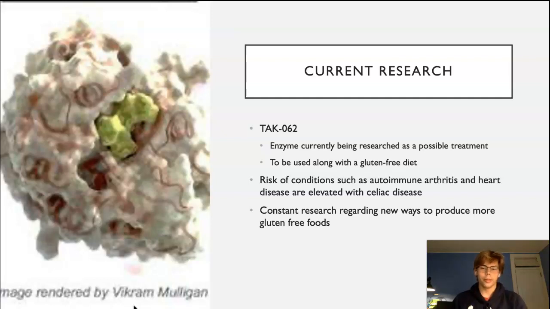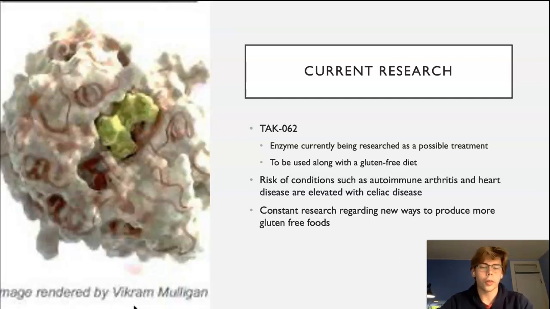we'll come back to it. The heart disease also, I believe the statistics said there were 9 out of 1,000 people with celiac developing heart disease, and for people without celiac, it was like 7.4 out of 1,000. So they don't really know why the risk is there, but they do know it's there, and that's something they're studying. And then also, there's constant research being done regarding new ways to produce more gluten-free foods, from making gluten-free foods taste better to new ways to process it and anything like that. That's always something we're researching.